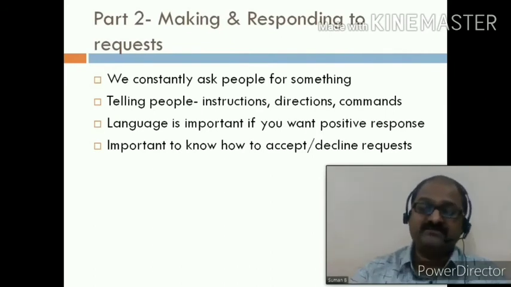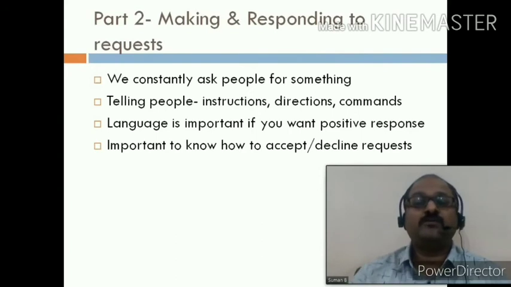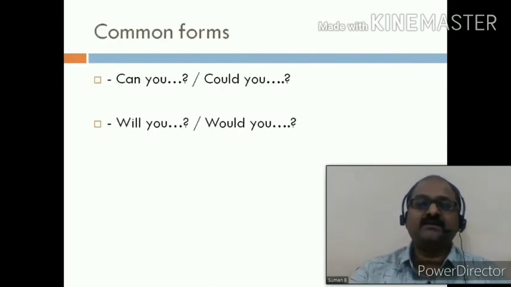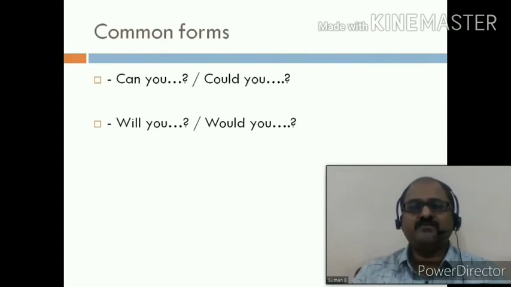So language plays a very, very important role if you want a positive response when you are making a request. So it's important also to know how to accept or decline a request. The most common forms that we can use for making a request are: can you, could you, will you, would you. Can you do this, could you do this, will you do this, would you do this. These are the most frequently used forms.